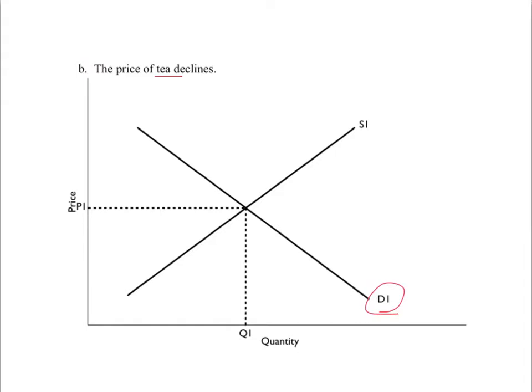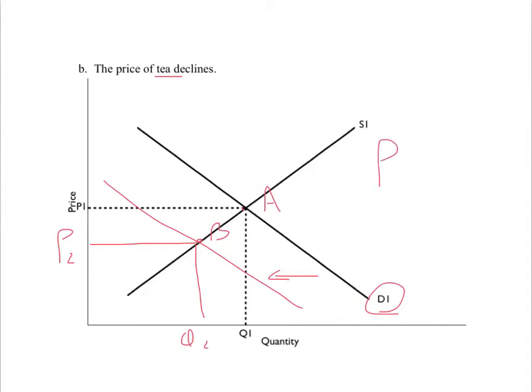As more people take advantage of the lower priced tea, the demand for coffee will fall, shifting it to the left. And our equilibrium moves from A to B. And new equilibrium price P2, new equilibrium quantity Q2. And so we see from the diagram that price of coffee falls and the quantity of coffee falls.